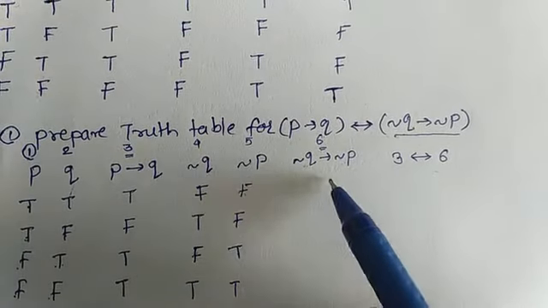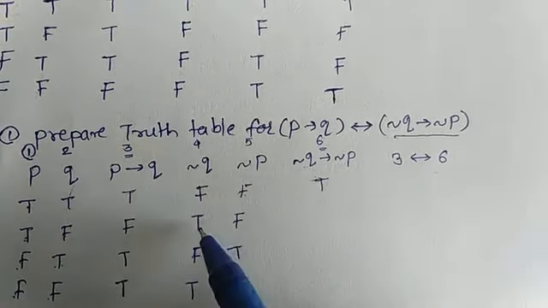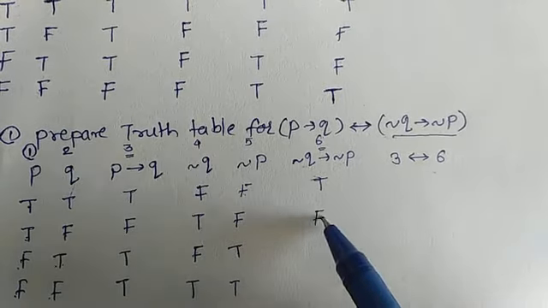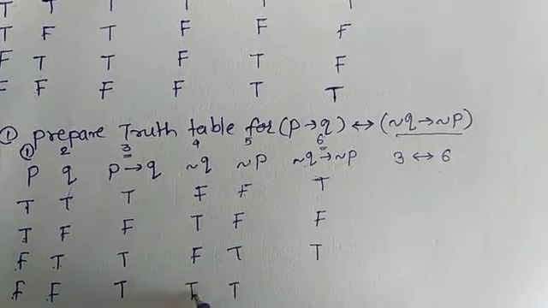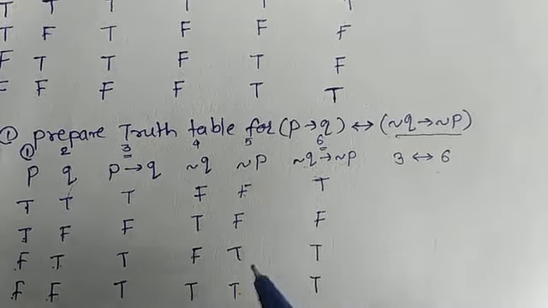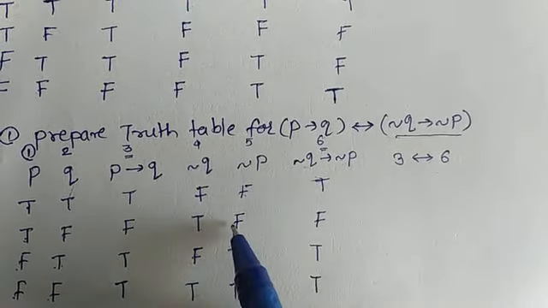So false implies false is true, true implies false is false, false implies true is again true, true implies true is true. Here the only false statement is true implies false.